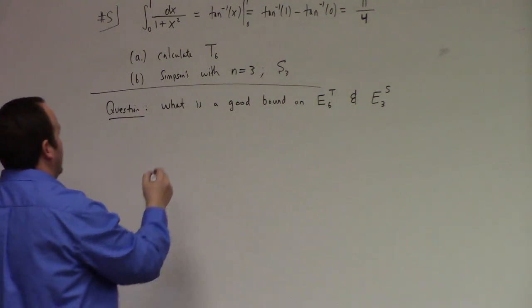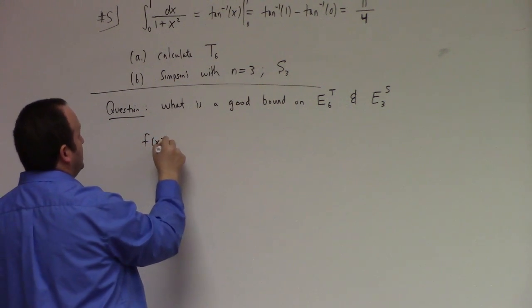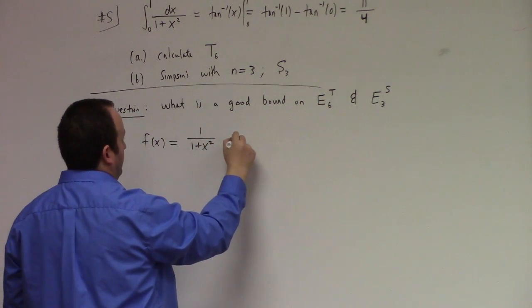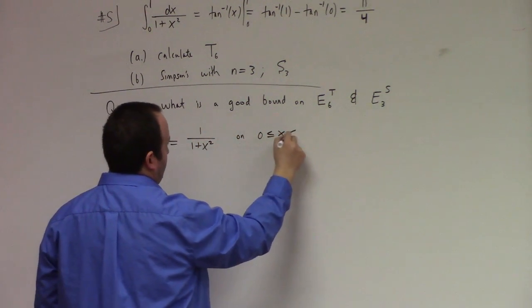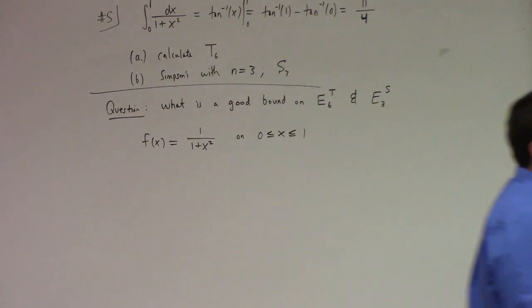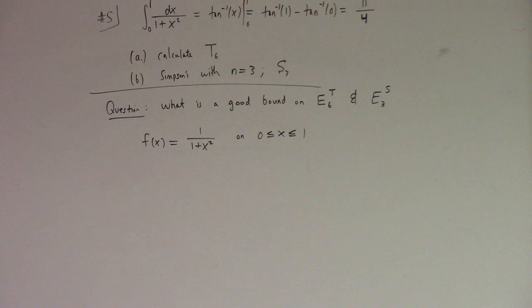So what do we have to study? We have to study f of x equals 1 over 1 plus x squared, right, on 0 less than or equal to x less than or equal to 1. How do you put a bound? How do you find this M such that f double prime of x is less than or equal to M? How do you do that sort of thing?